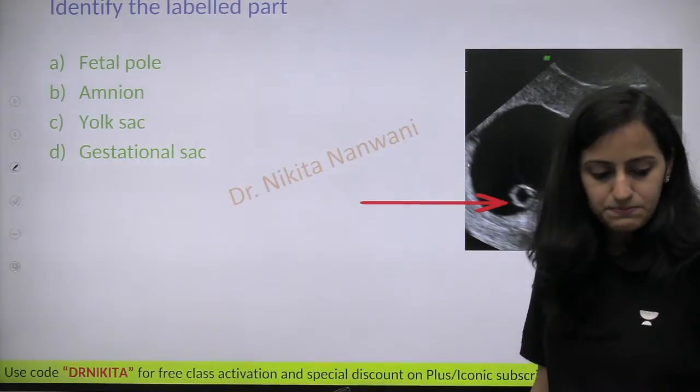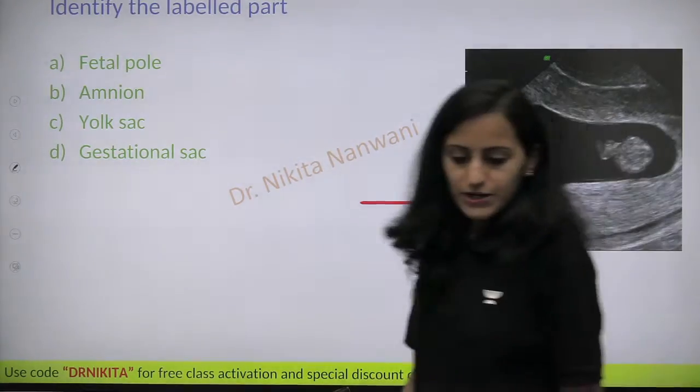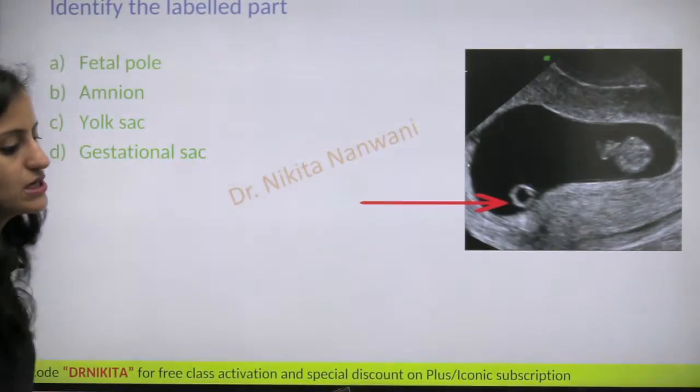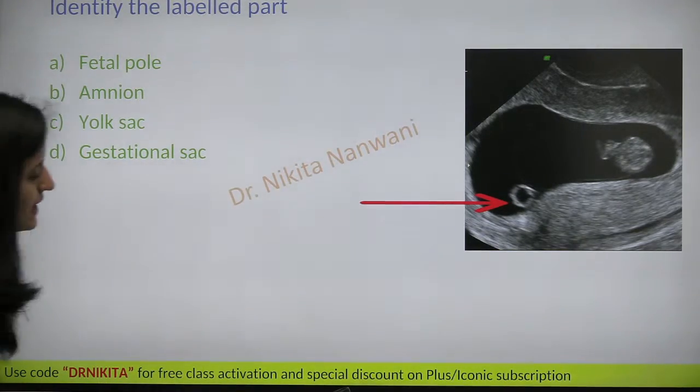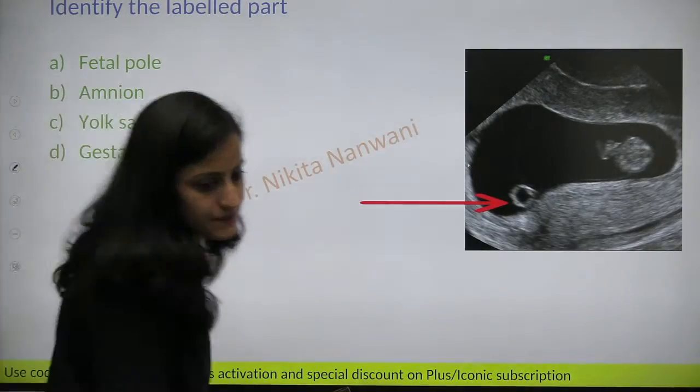Identify the labeled part. What do you think is the labeled part? This is your early antenatal ultrasound. Is it the fetal pole? Is it the amnion? Is it the yolk sac? Or is it the gestational sac?